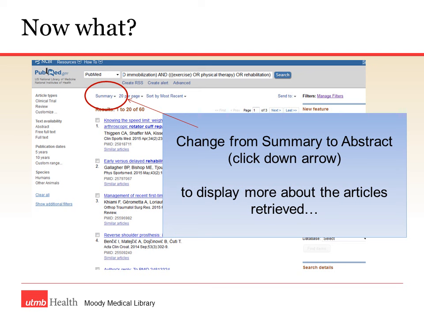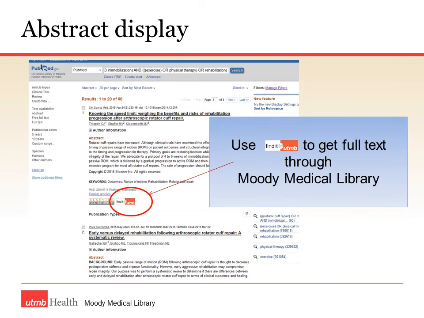So if I want to see more about the articles, I can slide up to the summary option, click the down arrow, select abstract to get this from PubMed, which gives me the abstract, tells me more about the article, and provides me with a Find It at UTMB button to get full text through the Moody Medical Library.